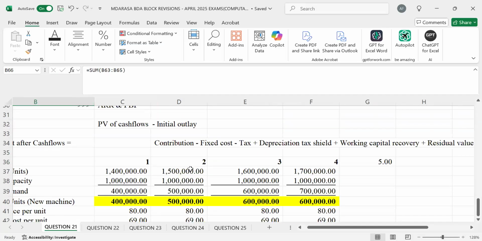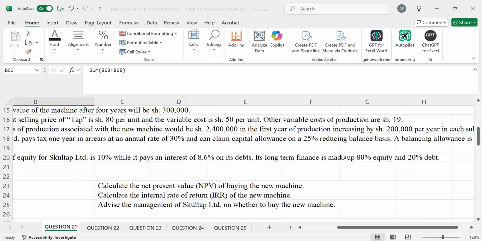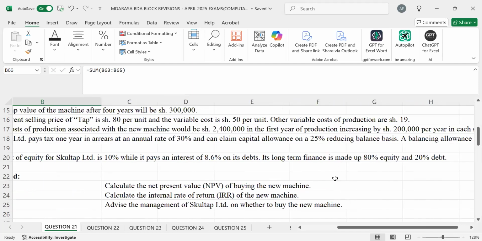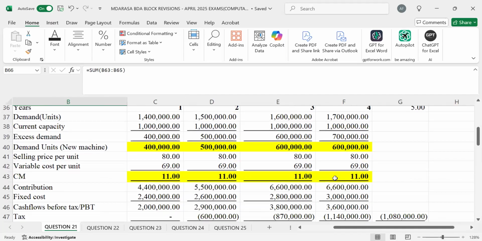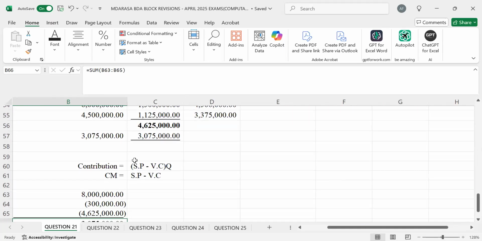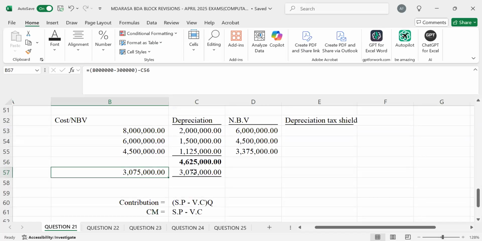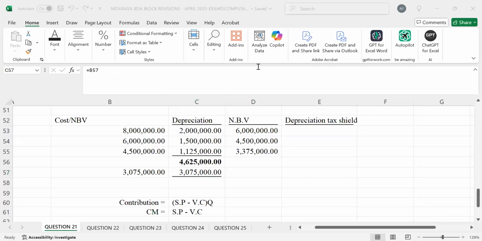And we are told that we are going to claim all this. This is a statement where you're told that a balancing allowance is claimed in the final year of operation. So the balance value of the machine is how much? 3075 in year 4, and we are going to claim all of that. So that's why we're taking 3075. Is that in order? Believing that now you've gotten that answer, right? Great. Thank you.